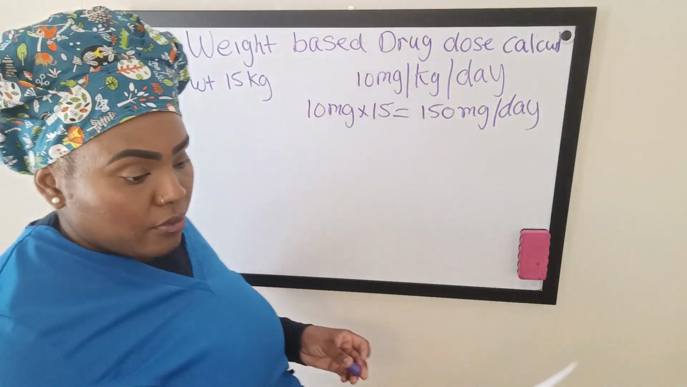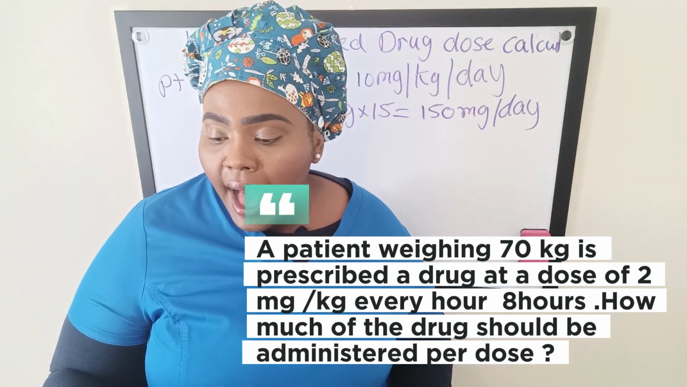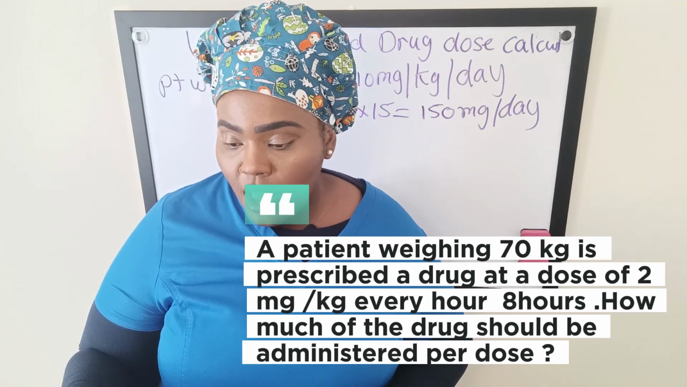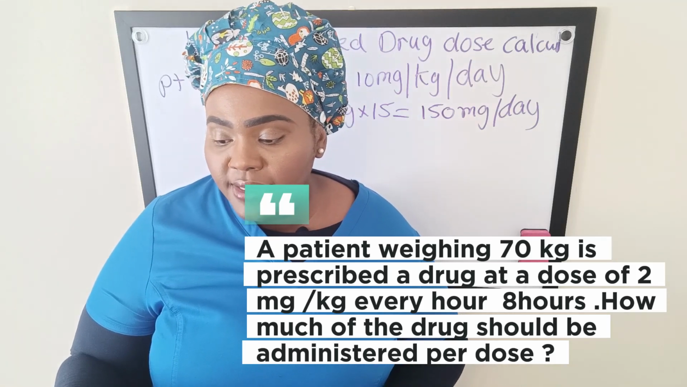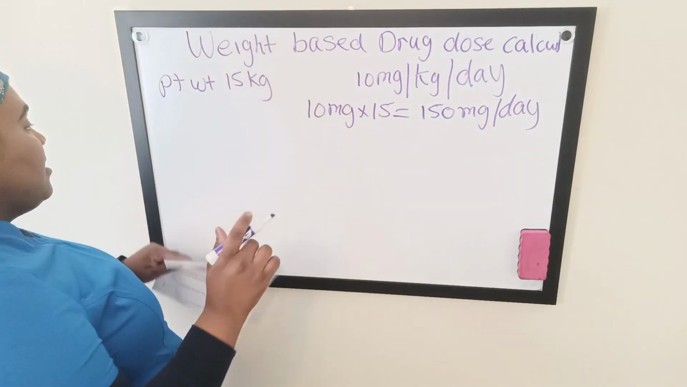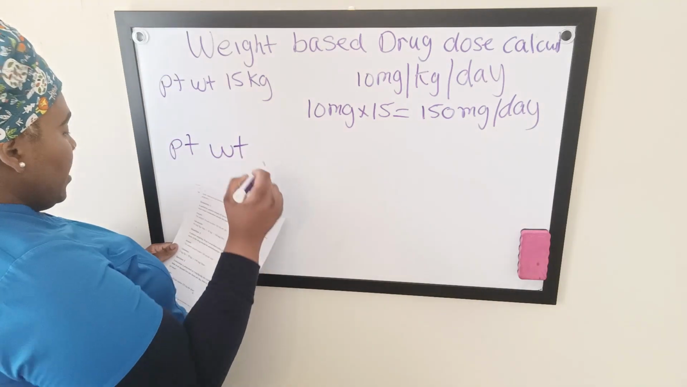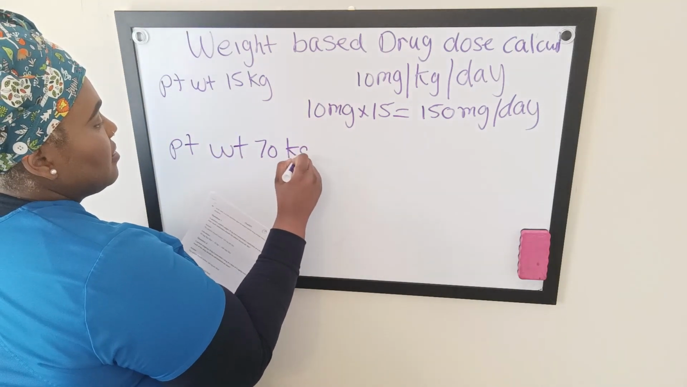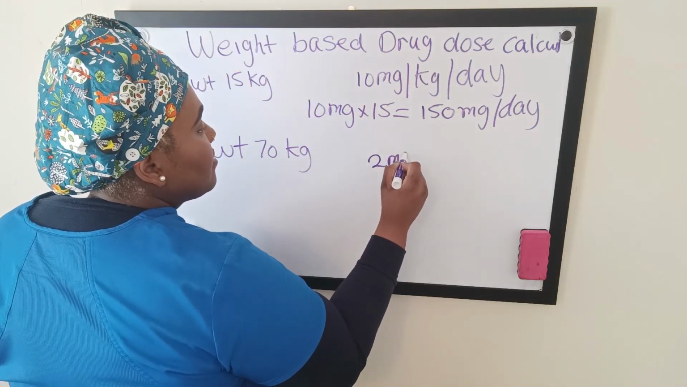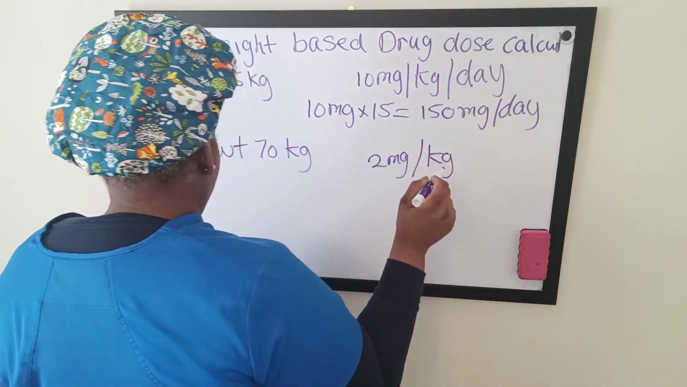Scenario 2. A patient weighing 70 kgs is prescribed a drug at a dose of 2 milligrams for every kilogram every 8 hours. How much of this drug should be administered per dose? Okay? So our patient's weight here is 70 kilograms. And the order is 2 milligrams for every kg that our patient weighs.